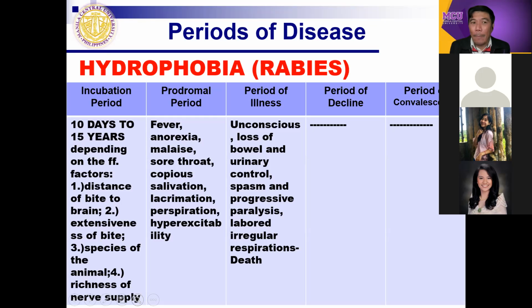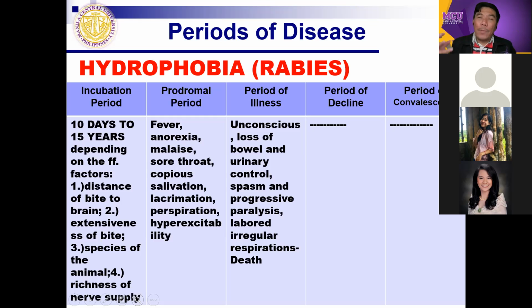So it's very critical. You should not conclude that you will skip your anti-rabies because it is 15 years anyway. No, because the 10 days is the minimum. So again, it may depend on the 4 factors.